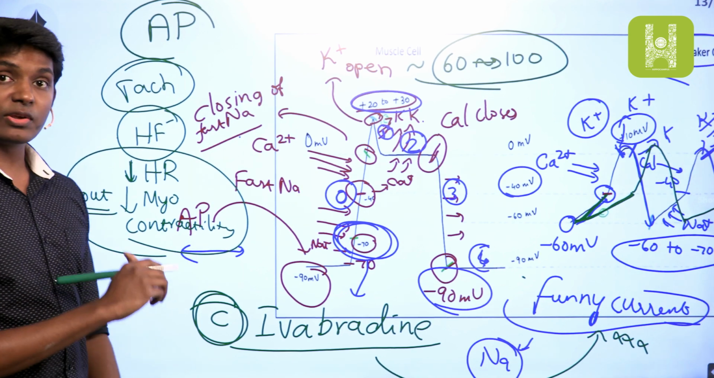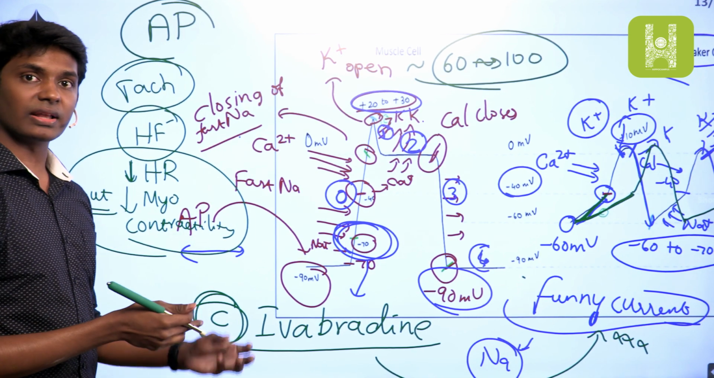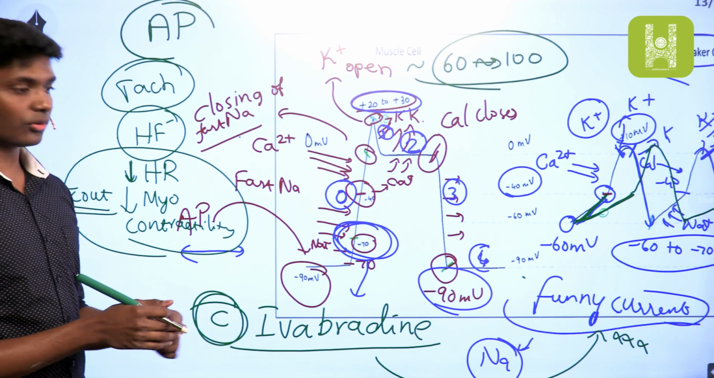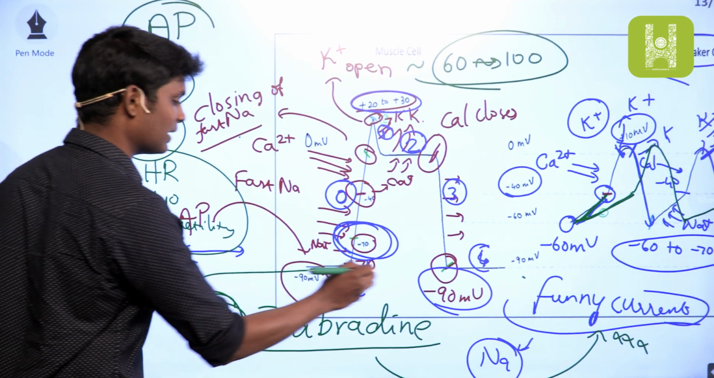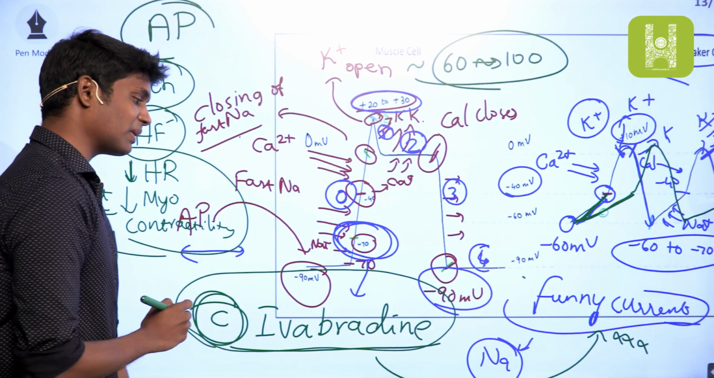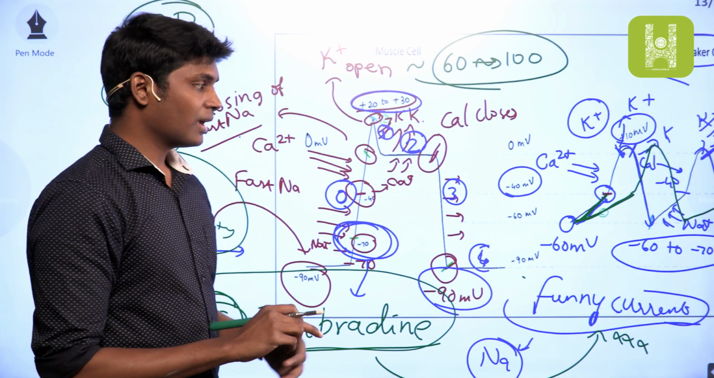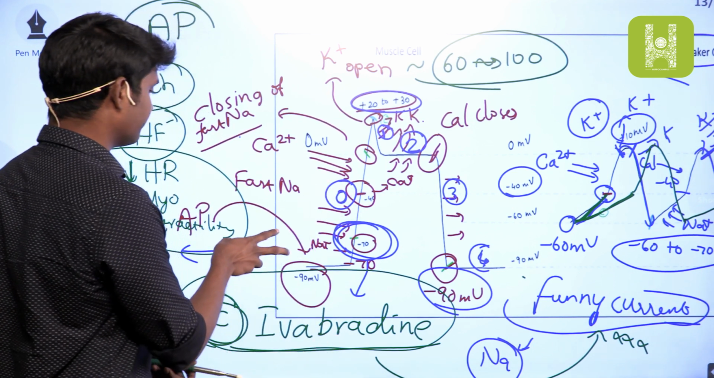So ivabradine reduces the heart rate, but it doesn't compromise on the contractility of the heart. So this is one recent drug which has been used in many patients with heart failure now. Now going to the next part.